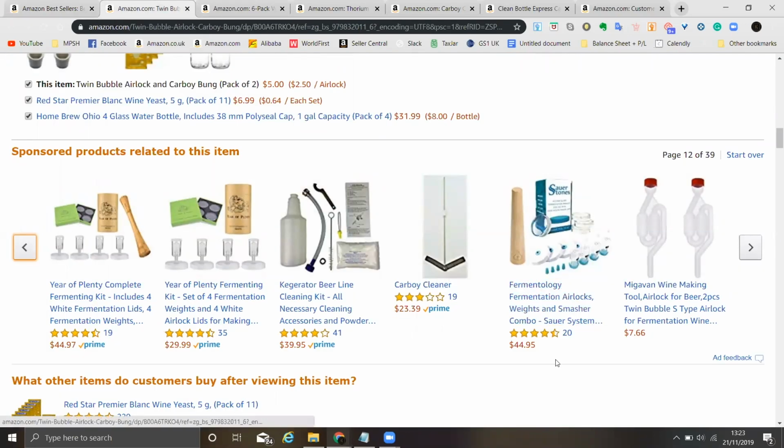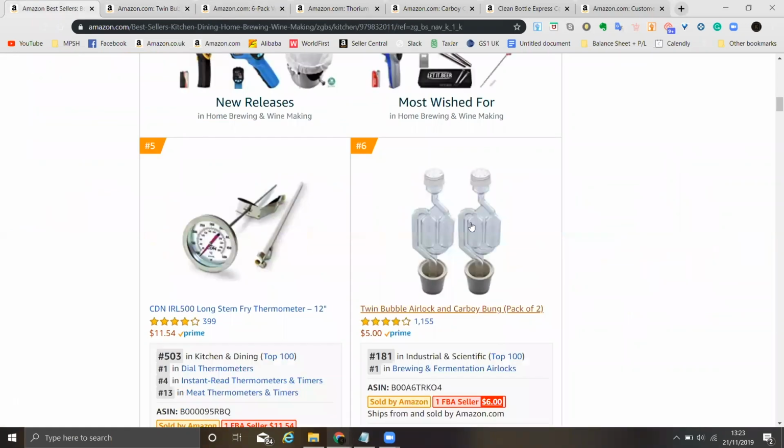And remember, you might have looked at this item and said, oh, it's $5, I'm not going to look at that. But always remember these items: number one, you might do a pack of something like the bung of this initial product, this twin bubble airlock bung. But also remember, there are products related to that where you could find more ideas.